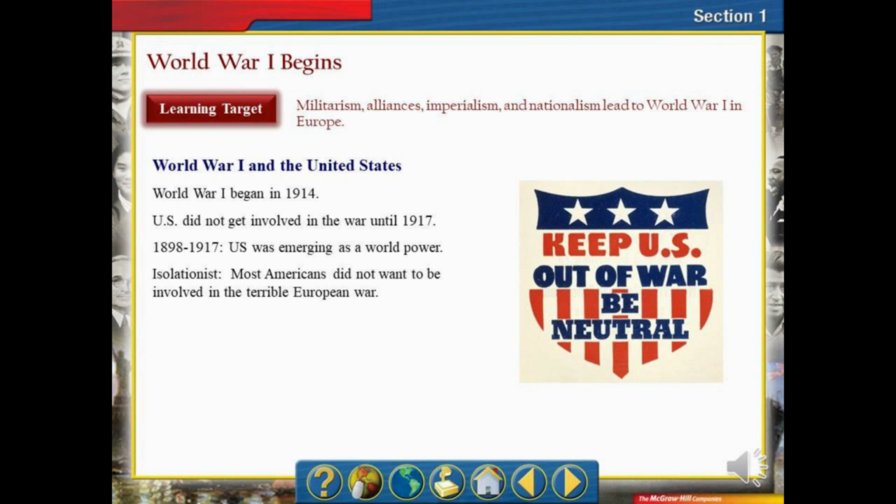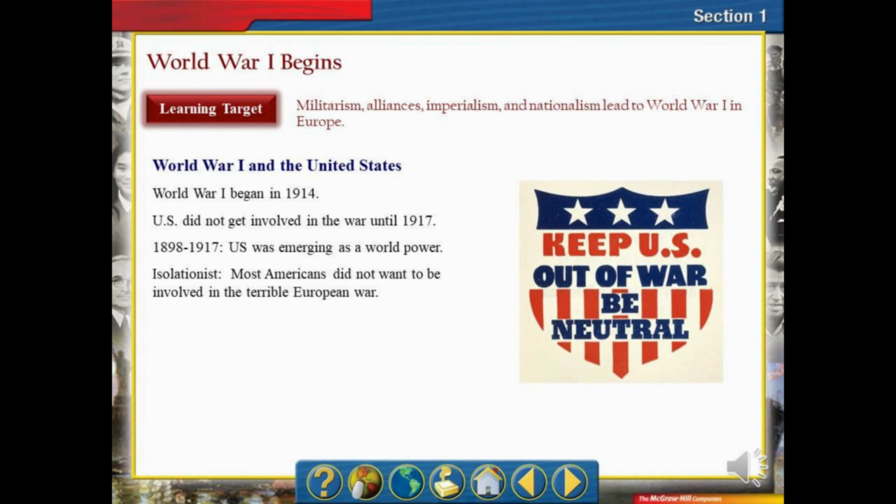But in 1914, the United States of America had no intention of joining the war in Europe. And so it broke out in 1914, but the United States did not get involved until 1917. At this time, we were isolationist. That meant that most Americans did not want to be involved in that terrible European war. We wanted to stay out of European political and military affairs.